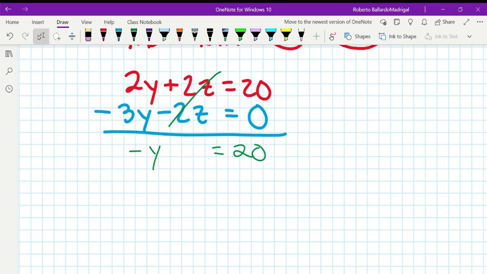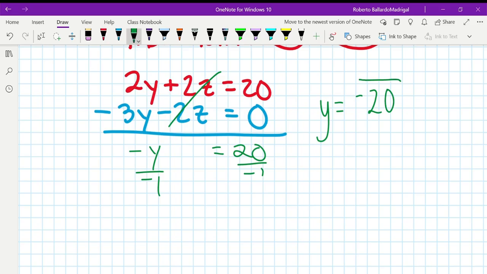Is that our final answer? Can I leave it as negative y? No, I technically have to divide by negative 1. And that's going to give us y equals negative 20. Once again, y equals negative 20. And that's good. We just solved for our first variable. Now it's just a matter of working backwards.